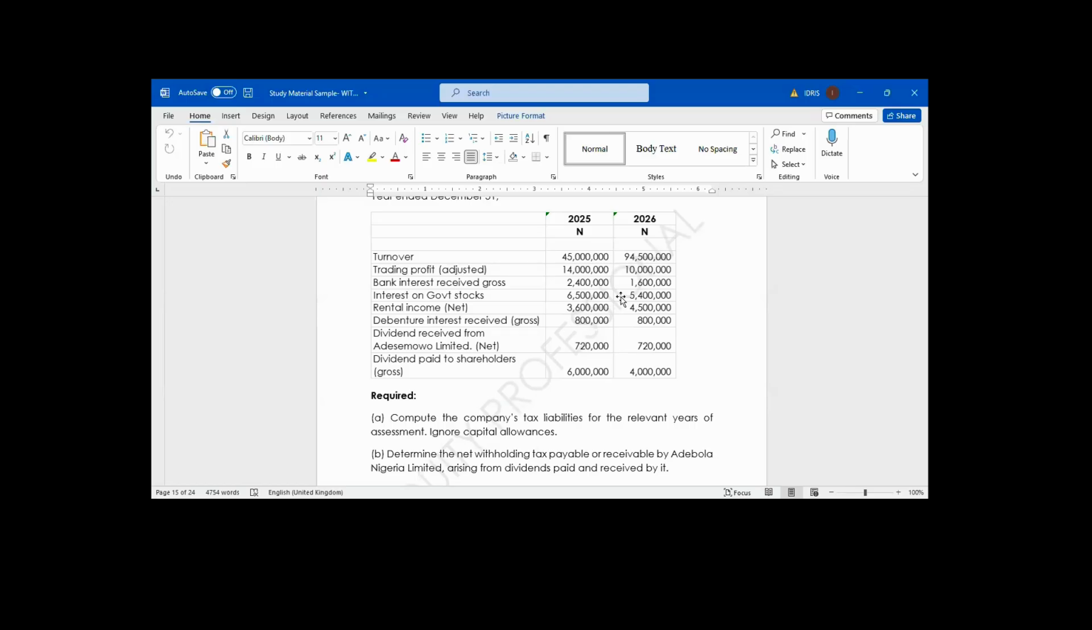After that, rental income. This rental income, is it taxable or not taxable? Taxable. Rental income is taxable. But the rent is net. That means tax will be deducted. Withholding tax has been deducted. Yes. Now, what do we do? We need to gross it back. That means the net is 90%. The gross is 100%. We are looking for 100%, and this is 90%.